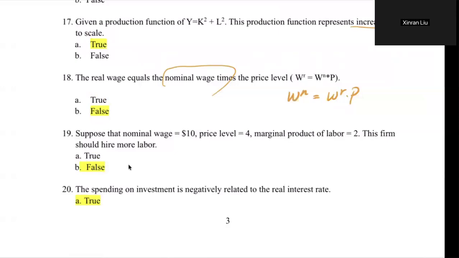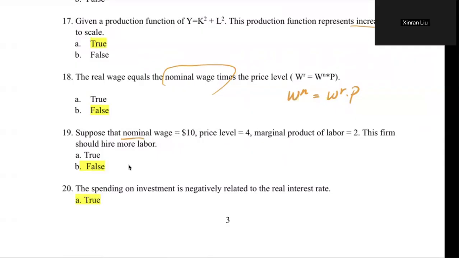Suppose the nominal wage is 10, price level 4, marginal product of labor is 2, then what would be done? So you can compare the nominal wage and the increment. What would be the increment? It would be 4 times 2, right? So here, now the nominal wage is actually higher. So you need to hire less labor, okay? Because now you are paying more to the labor force.